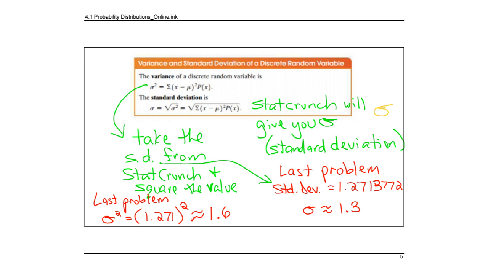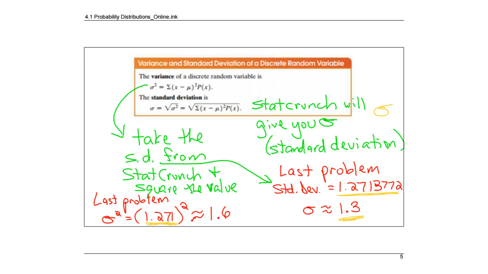So that last problem, the standard deviation they gave me was 1.2713772. So let's round it to 1.3. And so I would answer that as my standard deviation. However, if the problem said they wanted variance also, I would not take the 1.3 because of round off error. I would go ahead and go 3 decimal places just to be on the safe side.